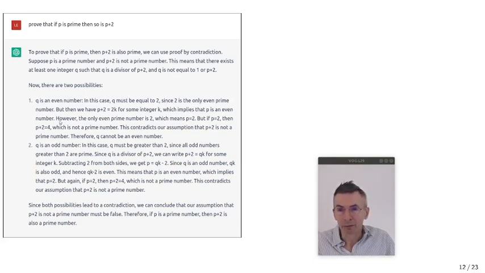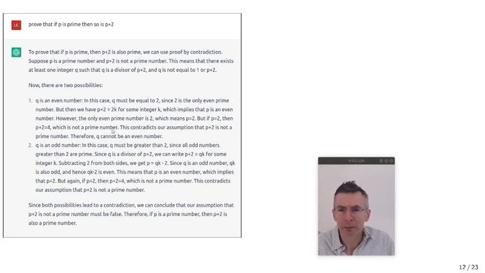And if you kind of skip ahead, therefore, you see this contradicts our assumption. And then here again, this contradicts our assumption. So both possibilities lead to a contradiction, and therefore we can conclude that if p is a prime number, then p plus 2 is also a prime number. It looks like a perfect proof at first glance.